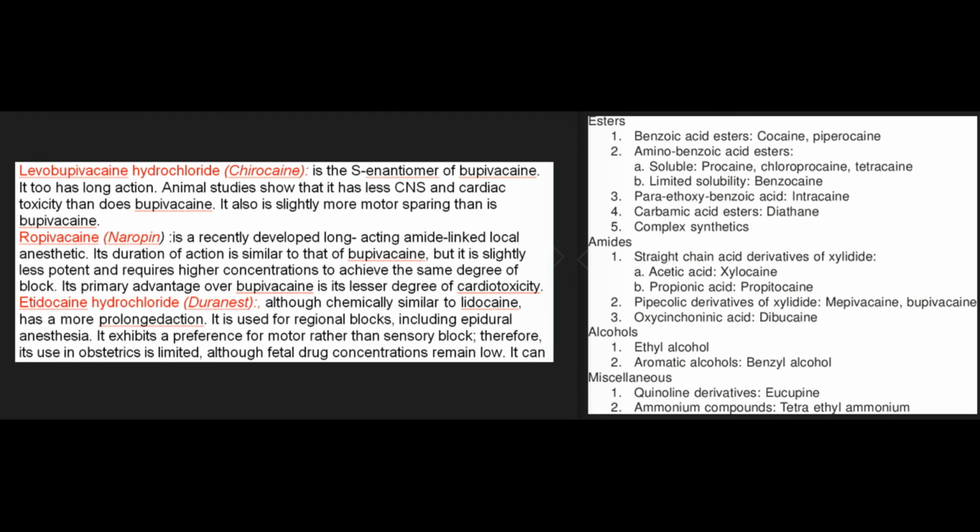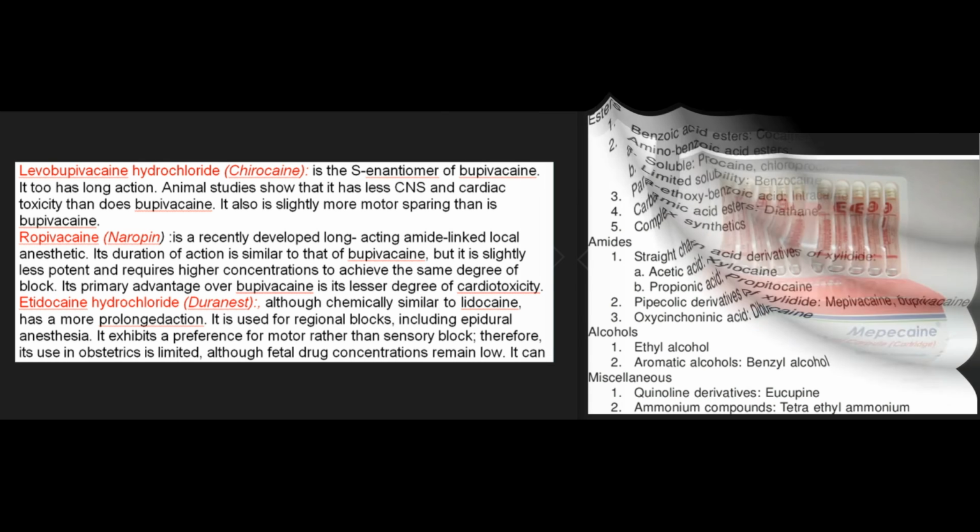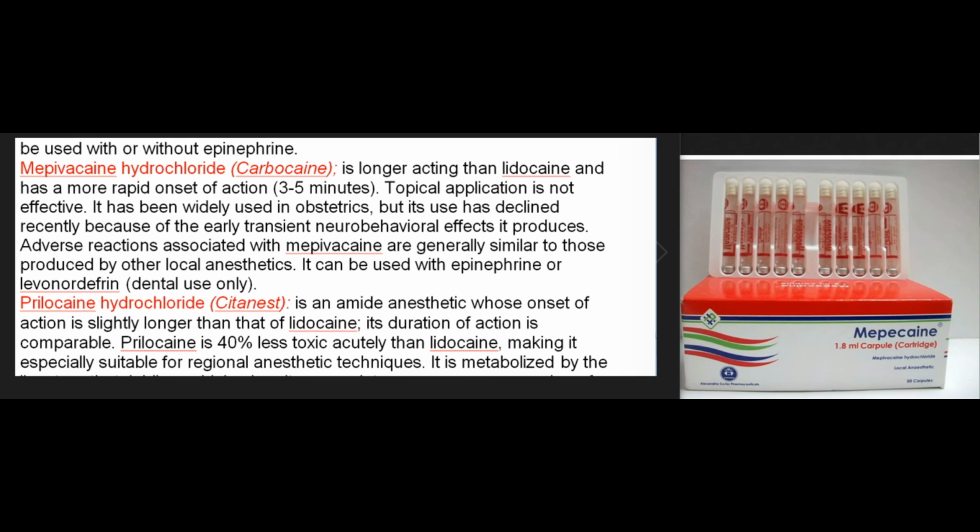Etidocaine hydrochloride, Duranest, although chemically similar to lidocaine, has a more prolonged action. It is used for regional blocks, including epidural anesthesia. It exhibits a preference for motor rather than sensory block; therefore, its use in obstetrics is limited, although fetal drug concentrations remain low. It can be used with or without epinephrine.